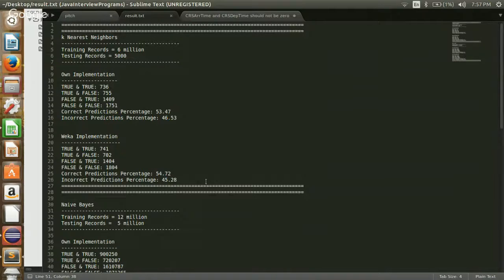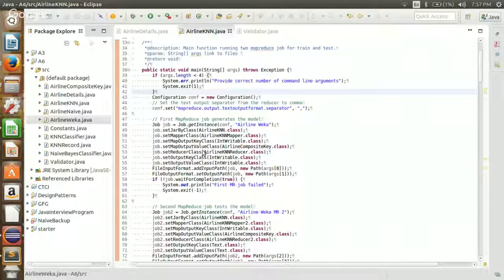So these are all the input, output, and the project structure of the airline flight delay prediction.